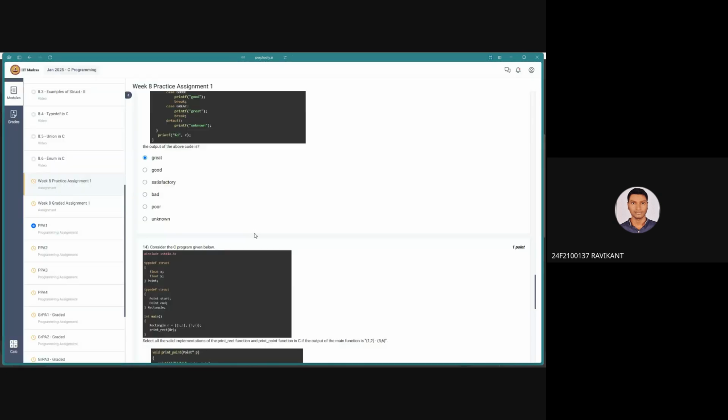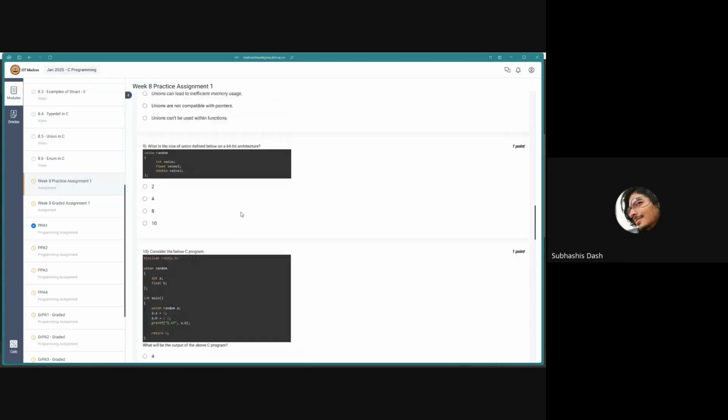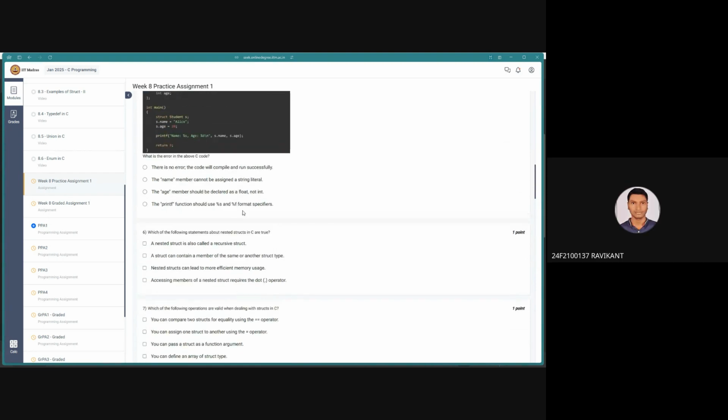Coming back to practice question number 6. Which of the following statements about nested structs in C are true? A nested struct is also called a recursive struct. So is this true? Actually, what is a nested struct?